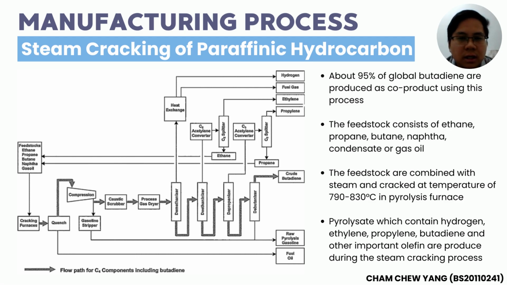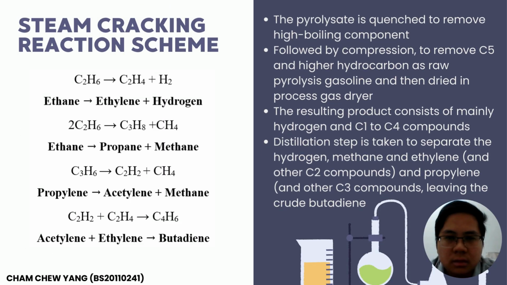Pyrolysis gas, which contains hydrogen, ethylene, propylene, butadiene, and other important olefins, is produced during the steam cracking process. The reaction scheme for the steam cracking process includes cracking of ethane to ethylene and hydrogen, formation of propane and methane from ethane, as well as cracking of propylene to acetylene and methane. Acetylene and ethylene from the reactions before combine to form butadiene.